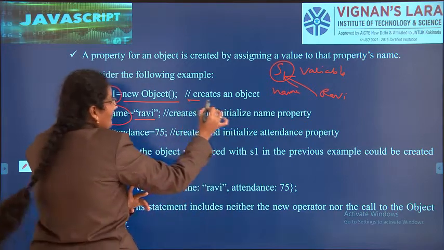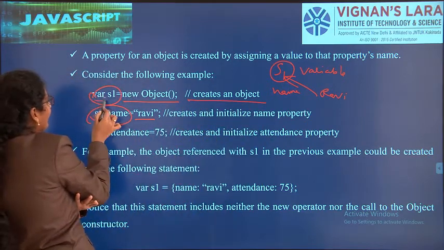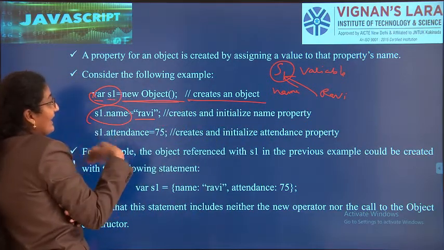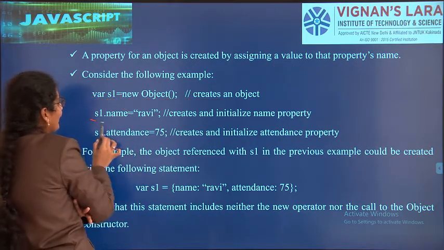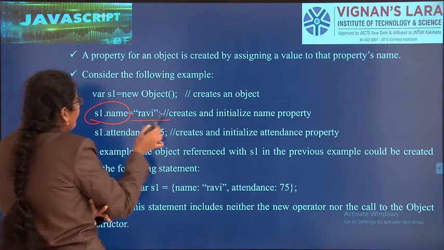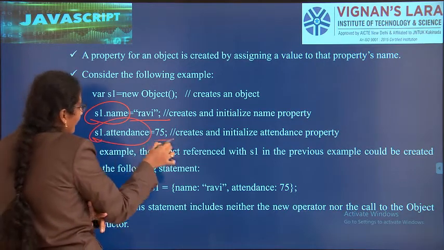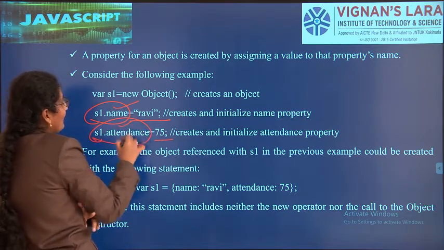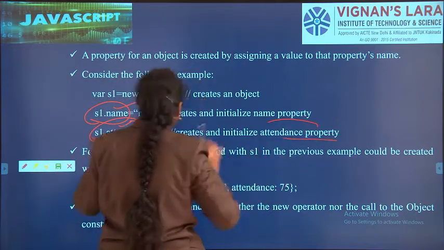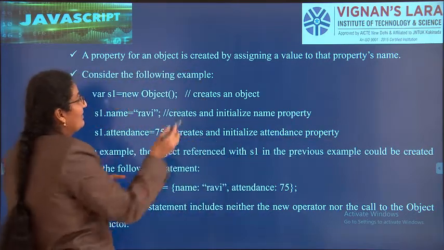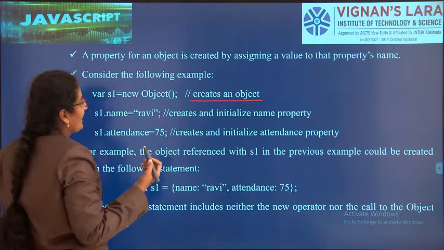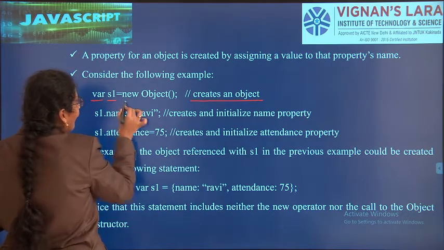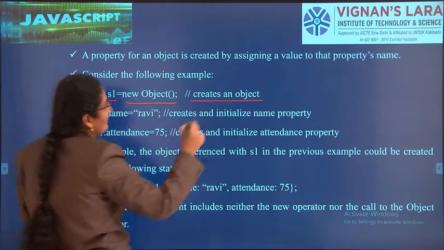First I have created the object, like var objectName = new Object. Then I am initializing a property for that. What property have I initialized? Name. Name is Ravi. Attendance is 75. So name and attendance are nothing but properties. So you have to understand, first we need to create the object. For creating an object, what is the syntax we have? var objectName = new Object.